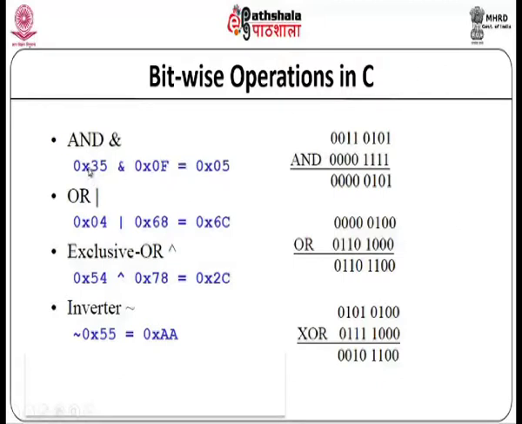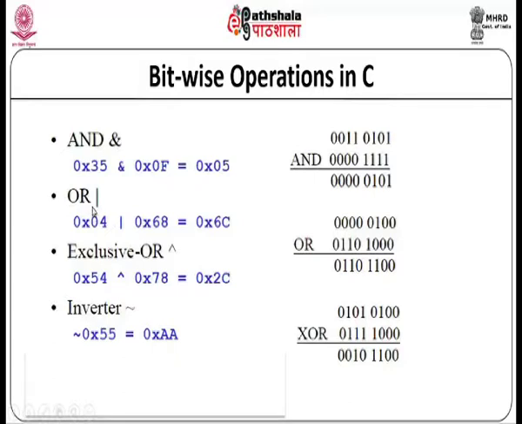Here we have taken the data as 0x35, where the 0x says that it is a hexadecimal number, and 0x0F, where 0F is a hexadecimal number. These two are ANDed, so that I will be getting a value of 05. Just see how it gets demonstrated over here. 3 is 0011 and 5 is 0101, and 0F is 00001111. When I am ANDing it, these two are 1, so it is 1, and in all other places one of the bits is 0, so the result is 0. So, I will be getting a value of 05, that will be my result.